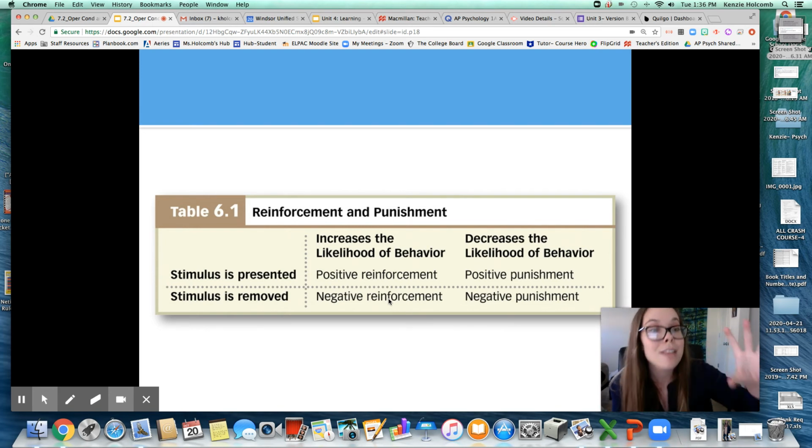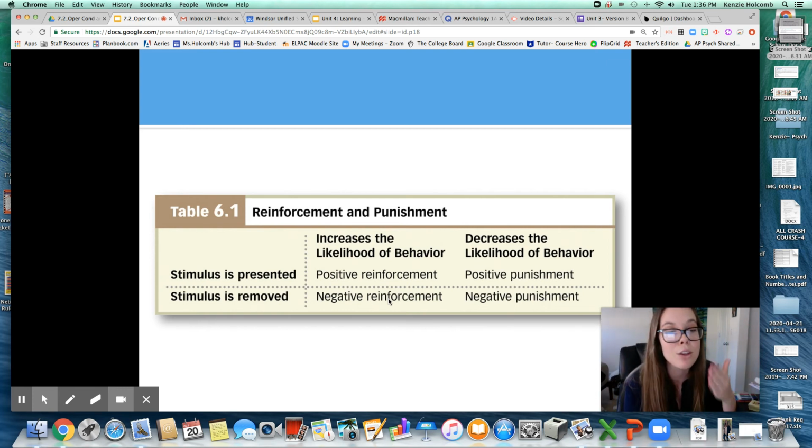Negative punishment is when we take something away to stop the behavior. So again, when a cop takes away your license, they're stopping the behavior of you driving recklessly, right? They do not want you to continue your behavior. I hope this makes sense. Okay.